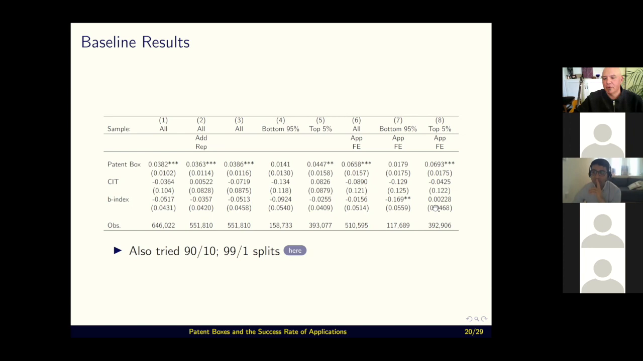Sorry, Ron. Yep. What is top five? What is bottom 95? Top 5% is applicants that are in the top 5% of the distribution of total applications over the 40-year window. Okay. And again, half of applicants is one application ever. We try other splits. I'm going to skip over that just for time, but you get the exact same story out of this.